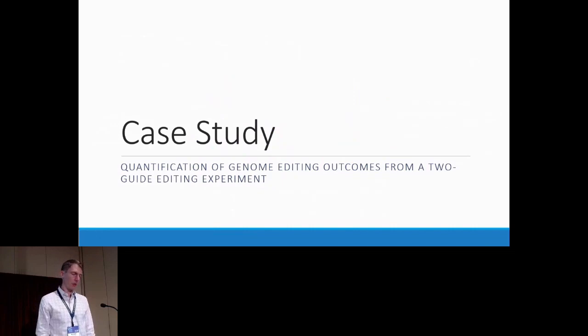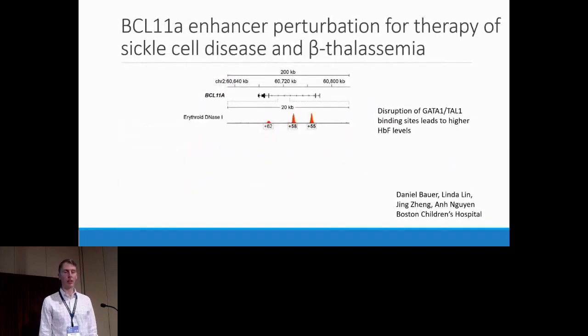Briefly, I want to just show how we're able to use this to analyze unidirectional amplicon sequencing from a two-guide editing experiment. This was performed by collaborators at the Boston Children's Hospital, particularly by members of the Dan Bauer Lab, particularly Linda Lin, Jin Zhang, and Yun, who were using unidirectional amplicon sequencing to study the therapy of sickle cell disease and beta thalassemia.